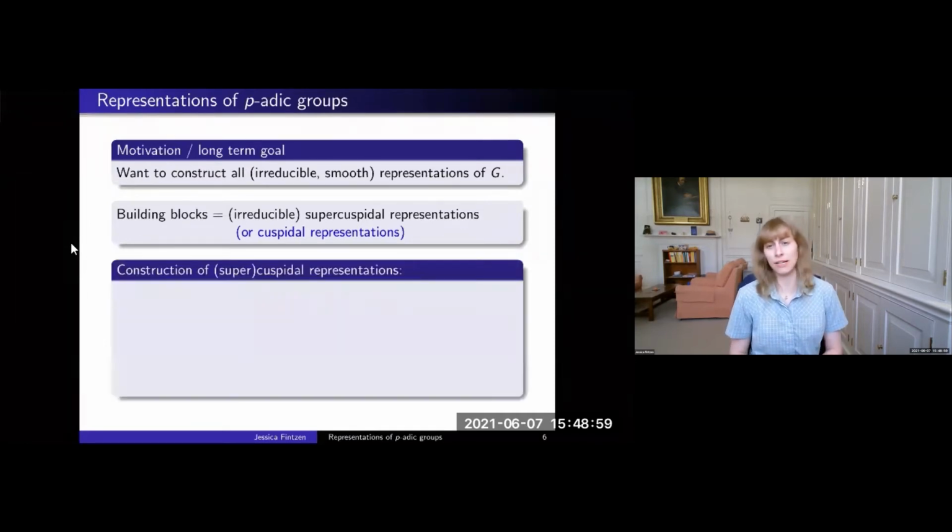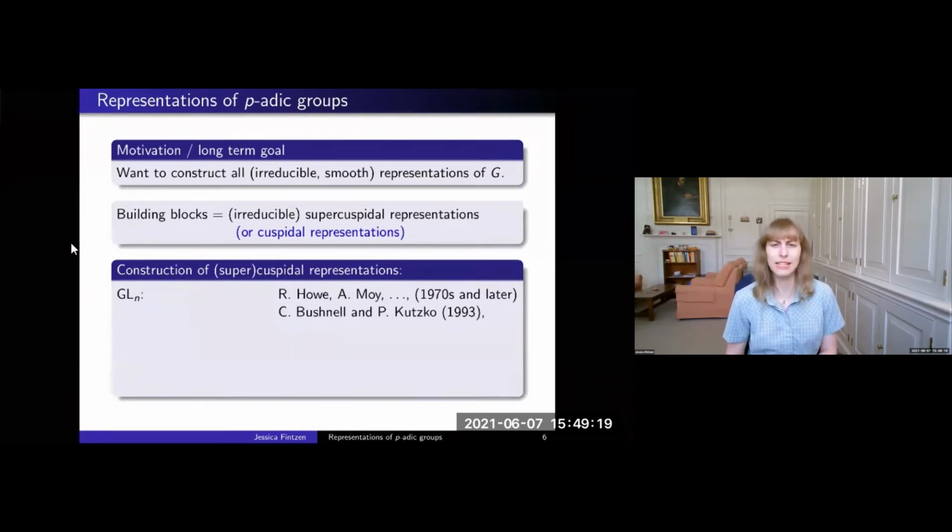And so I want to tell you what we know, what we can write down. So it started with work of Howe and Moy in the 70s, 20 years ago. They started to study the group GL_n, just the invertible matrices, because I think that's the natural thing to start with. And then around 25 or 30 years ago now, Bushnell and Kutzko finished it and showed how to construct all the supercuspidal representations for the general linear group. And again, there are a lot of dots here, or actually only 3, but there should be more dots because a lot of people worked on this in the meantime and proved a lot of intermediate results.